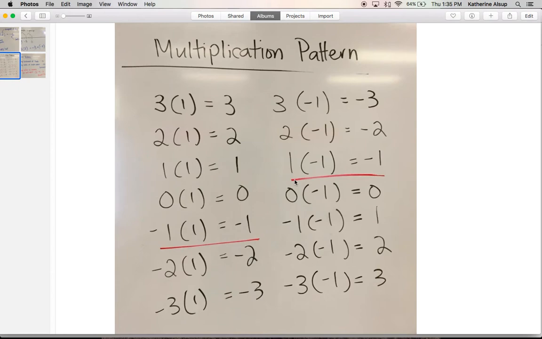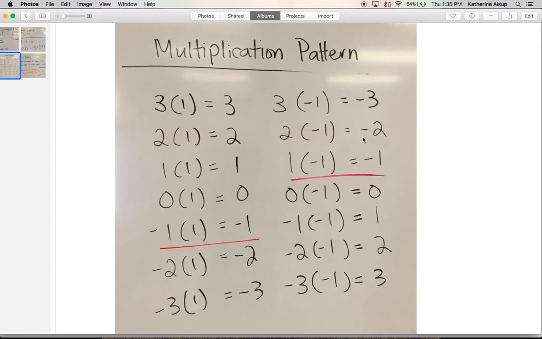I'm showing that here in red. If I switch the order, 1 times -1 is still -1. Okay, and the same pattern of a negative times a positive is negative. 3 times -1 is -3. 2 times -1 is -2. 1 times -1 is -1.